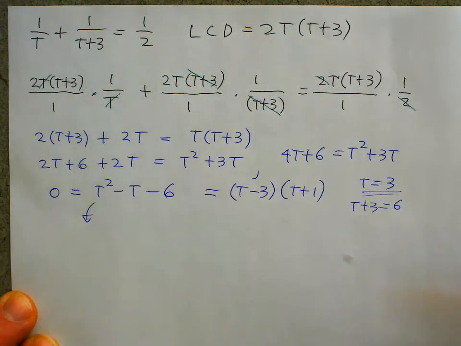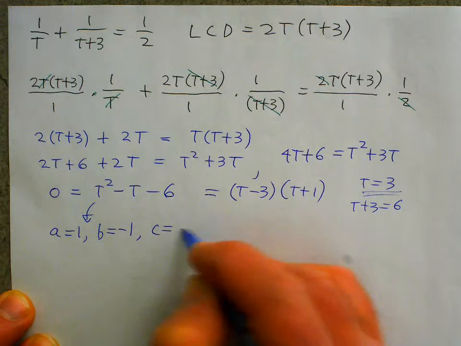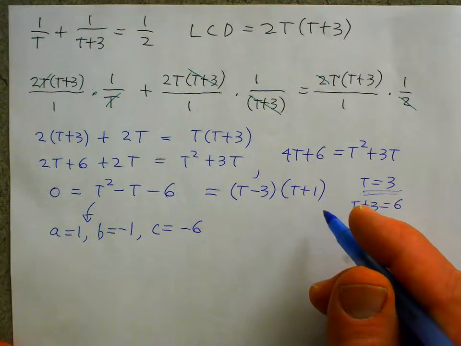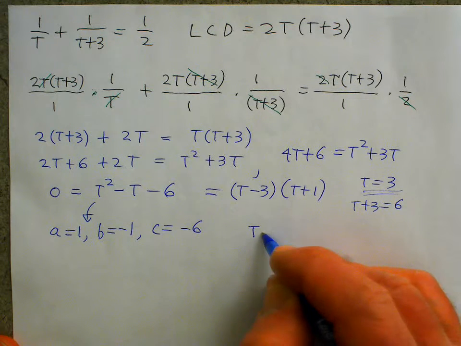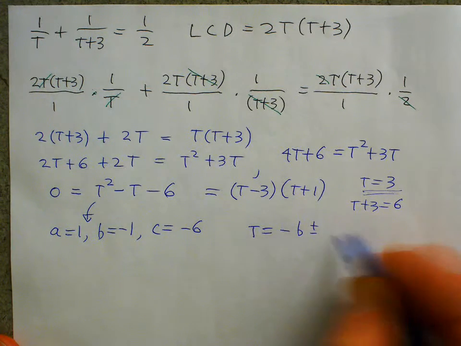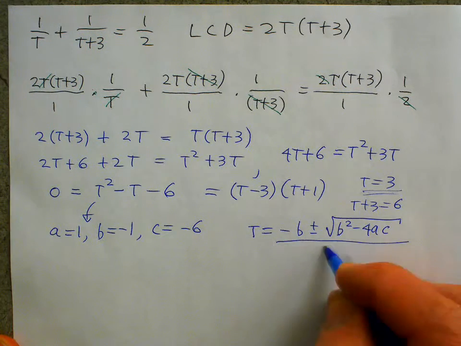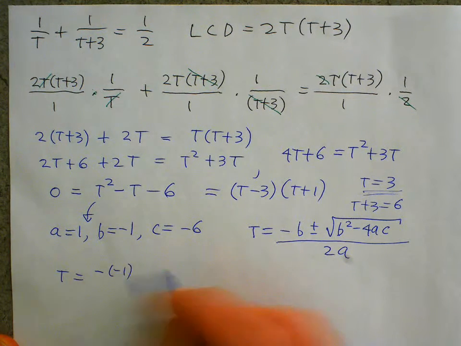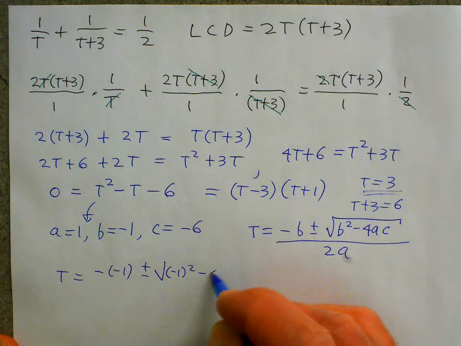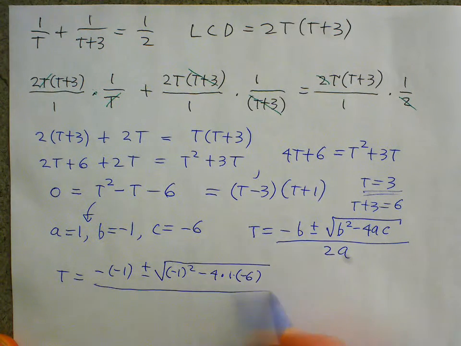But why don't we practice the quadratic formula? So a is 1, b is -1, c is -6. The quadratic formula for the two solutions for t are -b plus and minus the square root of b squared minus 4 times a times c, all divided by 2 times a. For this one, since b is -1, we have the negative of -1 plus and minus the square root of the number -1 squared minus 4 times 1 times -6, all divided by 2 times 1.